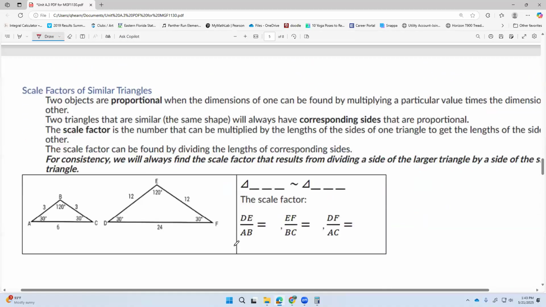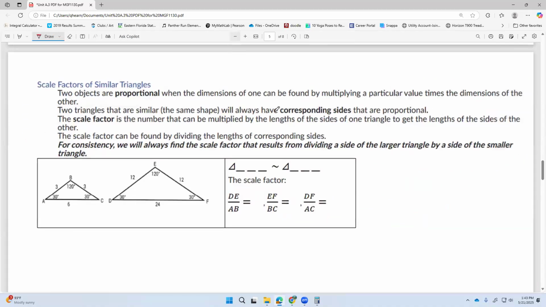Okay, now speaking of comparing two triangles. When two triangles, or any objects really, are the same shape but not the same size, they're going to have dimensions that are proportional. What does that mean? That means that the dimensions of one can be found by multiplying each of the dimensions of the other object by the same value. By the way, this value is called a scale factor.